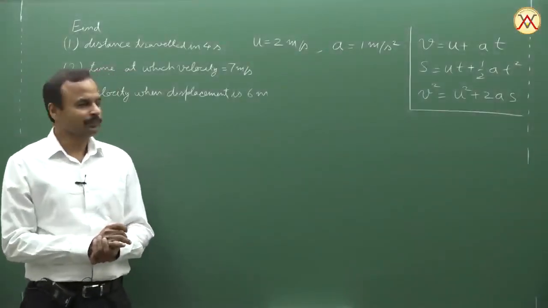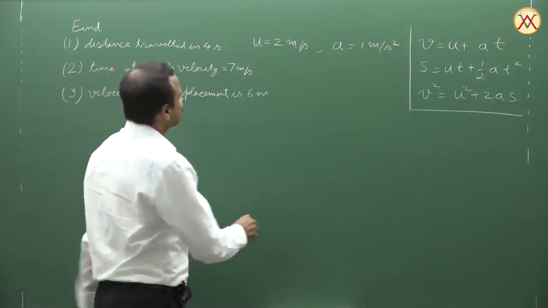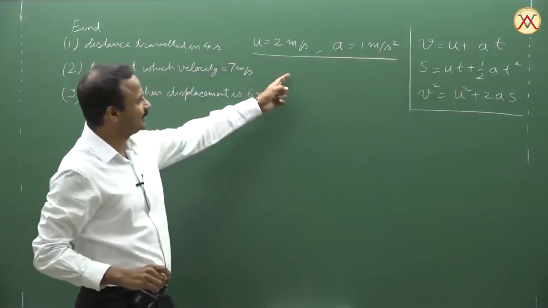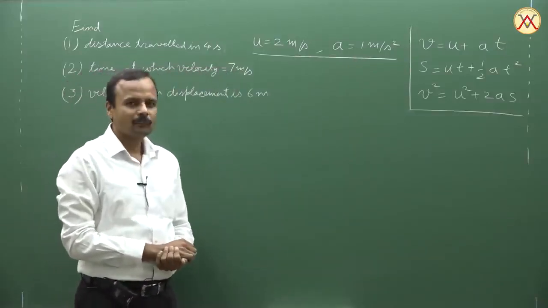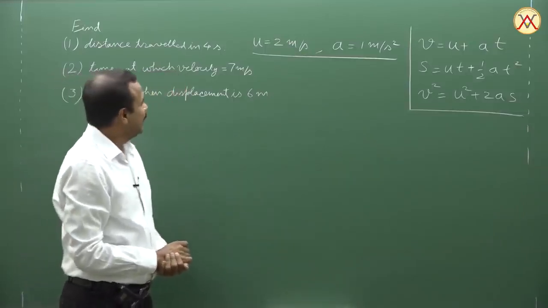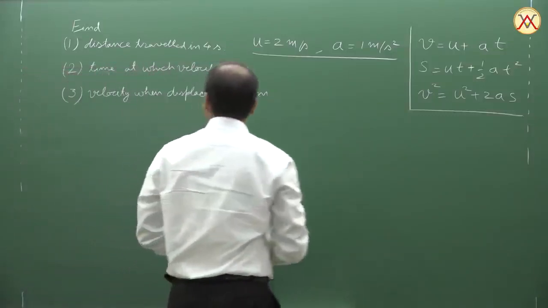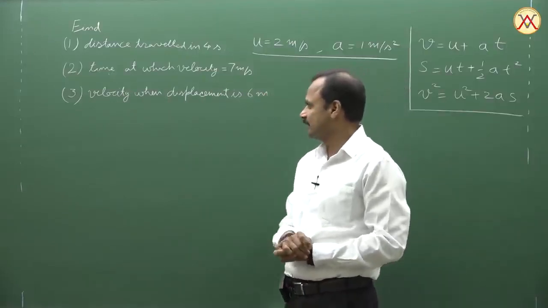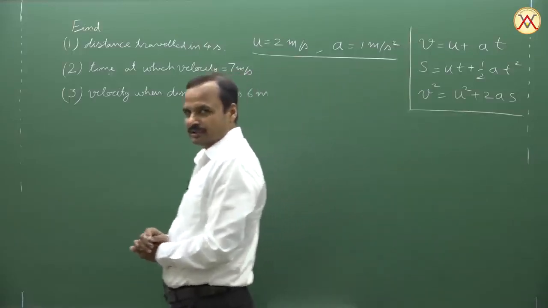Let us take an example based on our three equations of motion. Particle is moving with initial velocity 2 meter per second and acceleration 1 meter per second square, both directed towards right. We have to find these three things: displacement and distance traveled in 4 seconds, time at which velocity is 7 meter per second, and velocity when displacement is 6 meters.